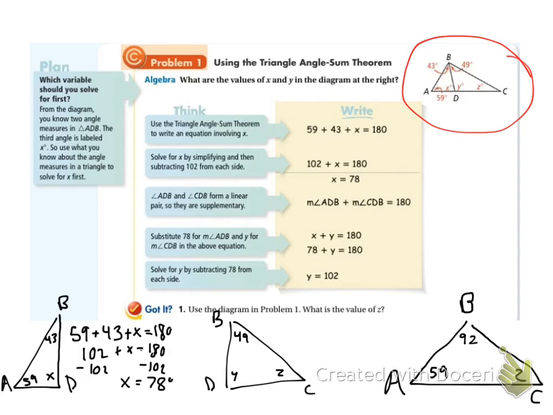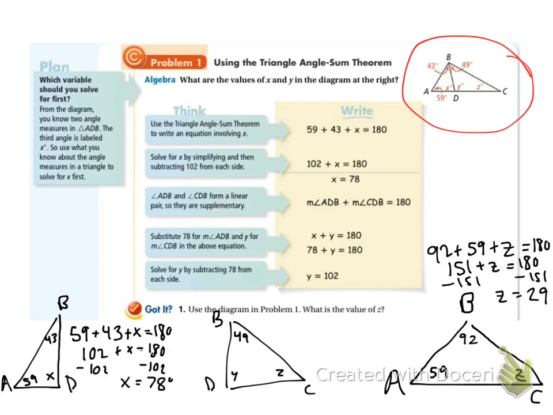Now I only have one variable, because that's a Z. 92 plus 59 plus Z equals 180. 92 plus 59 gives me 151 plus Z equals 180. And I subtract 151 from both sides, and I get Z is equal to 29.